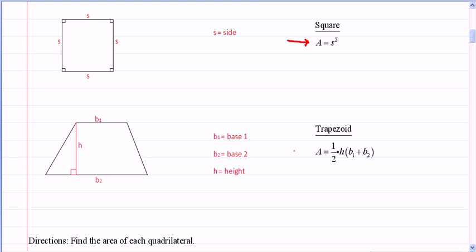And the last quadrilateral is a trapezoid. The formula for the area of a trapezoid is 1/2 times the height times base 1 plus base 2. So your base 1 and your base 2 are the two sides that are parallel to each other. The height is the perpendicular distance between them.